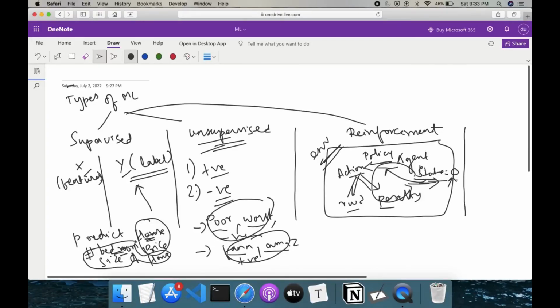So these are the three different types of machine learning you have, and in the next video we'll be talking about different types of algorithms under each of these machine learning types.